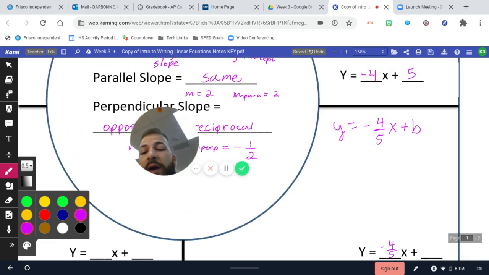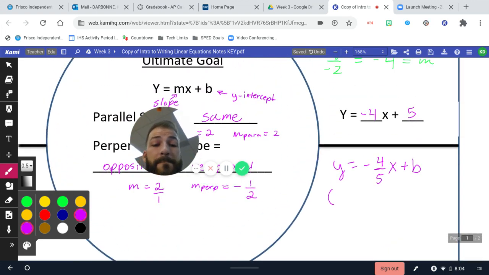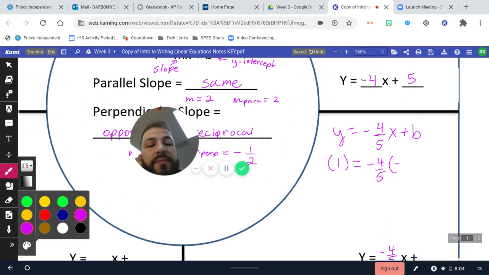So I can now replace y with the y value, which is 1, and replace x with the x value, which is -5, and plus b.